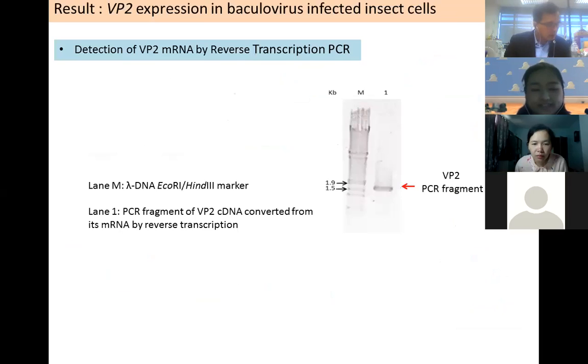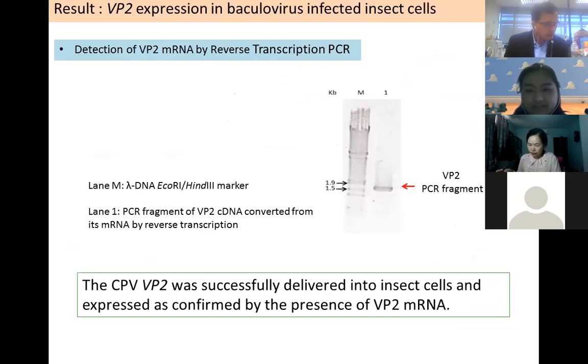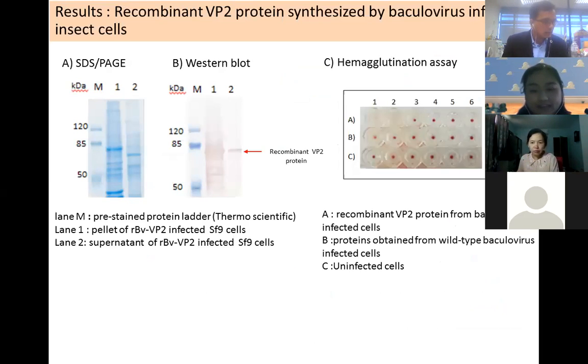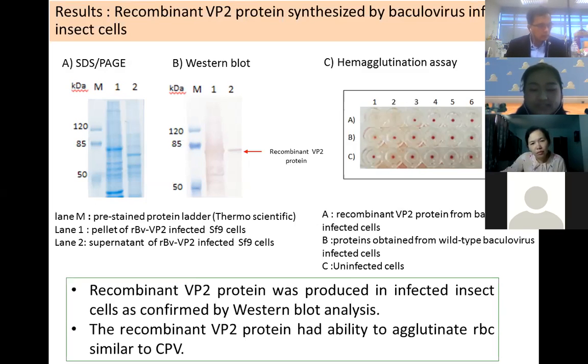For VP2 gene expression, RT-PCR was used, and the results show that infected Sf9 cells obtained recombinant VP2 baculovirus from the infection. SDS-PAGE and Western blot analysis were used to confirm protein expression and showed the size of VP2 protein is around 76 kilodaltons. This was confirmed with another method, which is HA assay, because VP2 has the characteristic to react with red blood cells. So the results show that the infected recombinant baculovirus containing VP2 gene can react with the red blood cells as shown in row A.